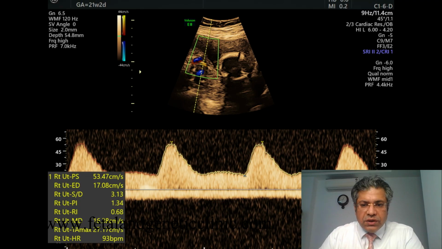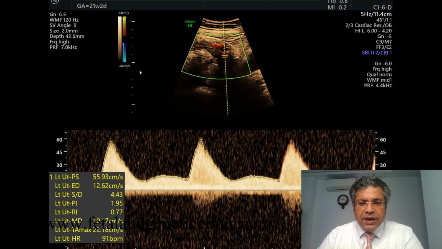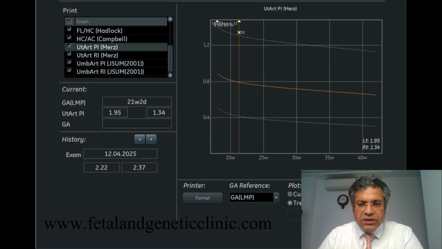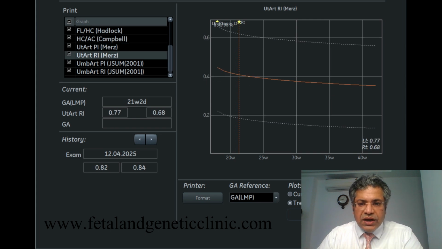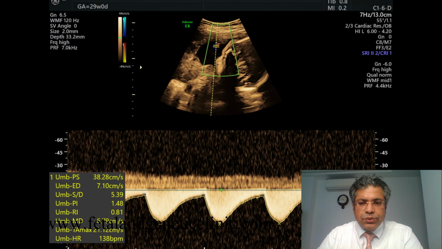We'll try to pick them up as early as possible, so as to avoid very severe growth restriction happening at 29 weeks. So this is case one. We have the RI and PI on the right and left uterine arteries. We plot them onto a graph and identify that the RI is greater than the 95th centile. Similarly, the PI is also greater than the 95th centile. Meaning thereby that we have a very precarious blood supply in the uterine arteries.